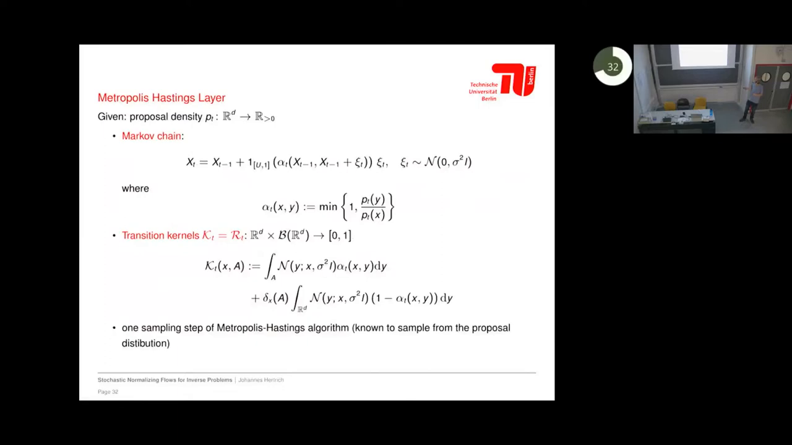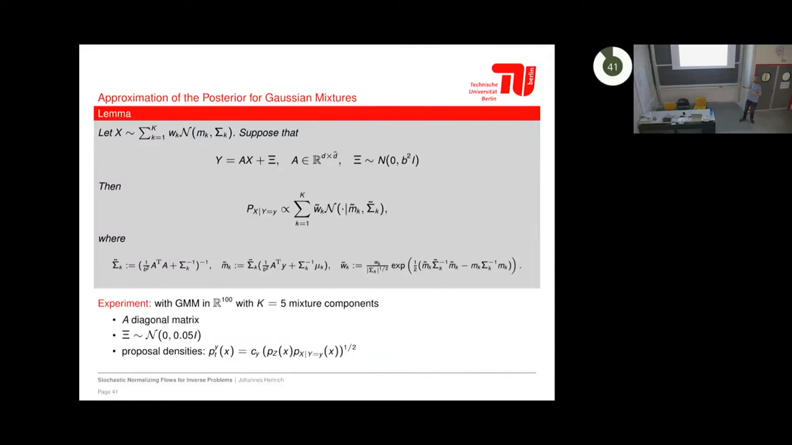Okay, the numerical examples for the stochastic normalizing flows will be proof of concept examples, so I won't show any more great images now. The first example is one where we wanted to have a ground truth, so we could evaluate our experiment. One nice property is that if I choose as a prior distribution a Gaussian mixture model, and I apply a linear inverse problem, then the posterior distribution is still a Gaussian mixture model. So the great thing about considering a linear inverse problem with a Gaussian mixture model as prior distribution is that we can evaluate our experiments in a good way.